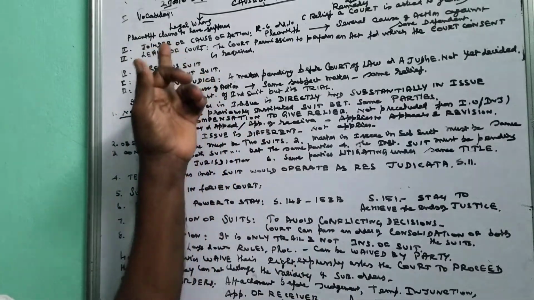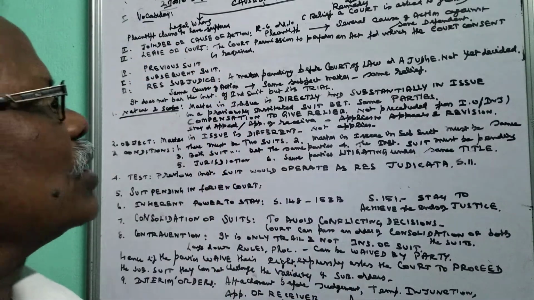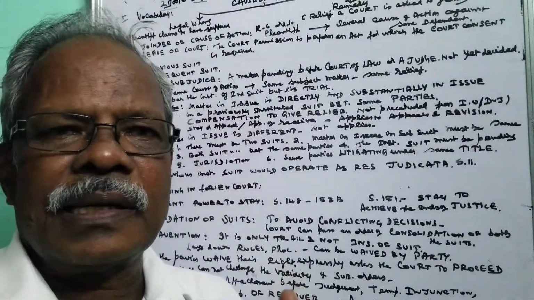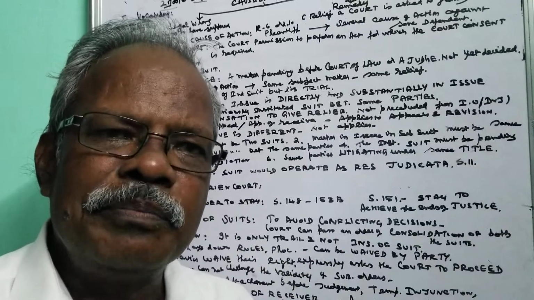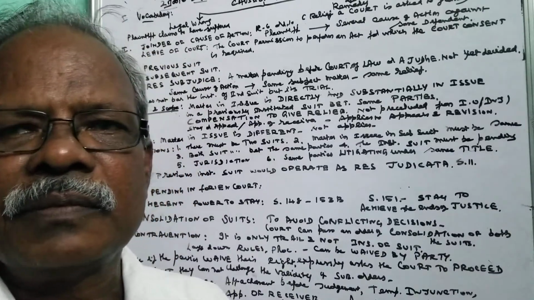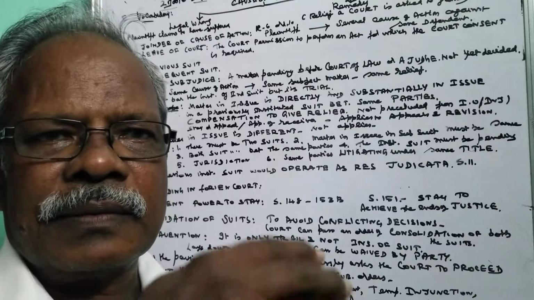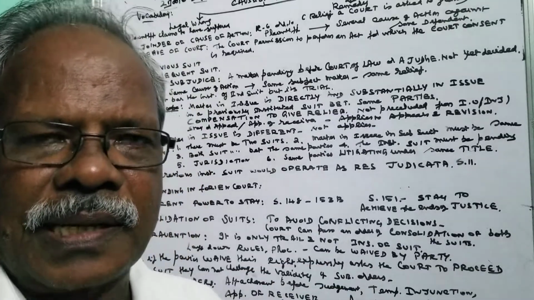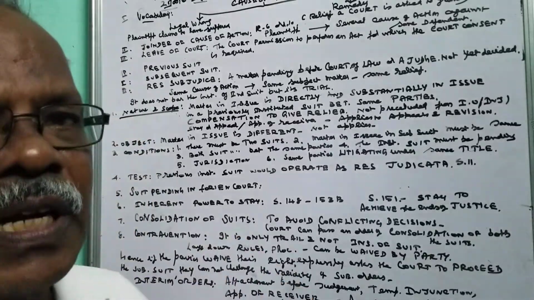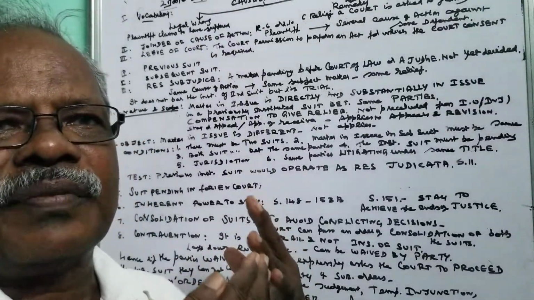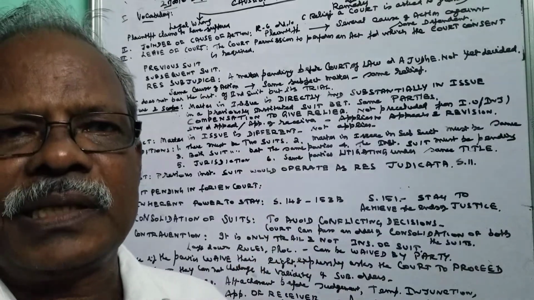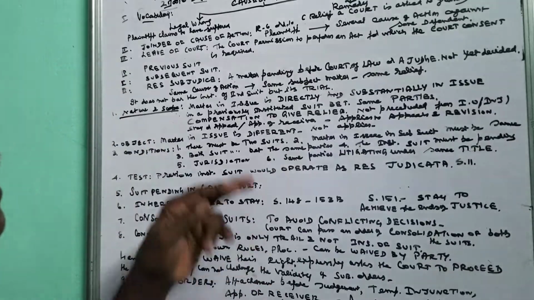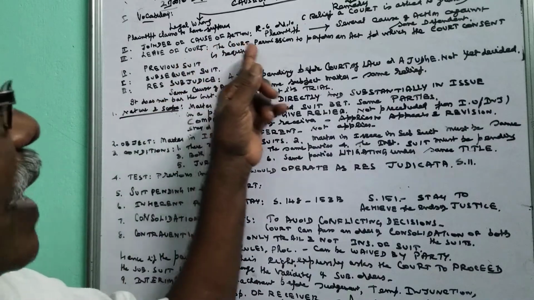Then we'll see the joinder of cause of action. Joinder means that the plaintiffs may be many and the defendant is one, then the cause of action may be the same but different plaintiffs may join together. Likewise, the defendants may be many and the cause of action from the plaintiff may be single. So this is called joinder of action.